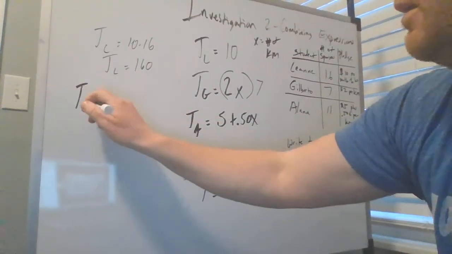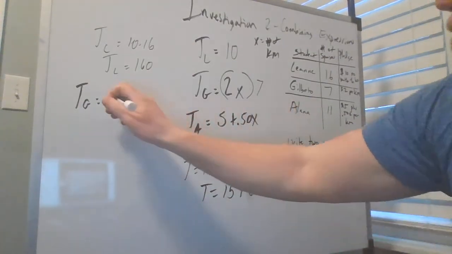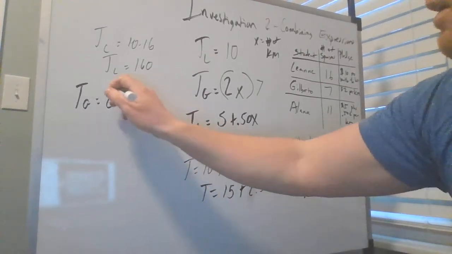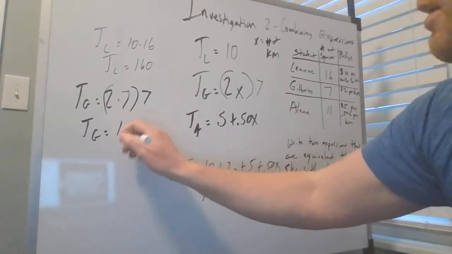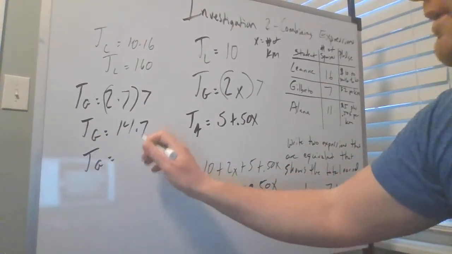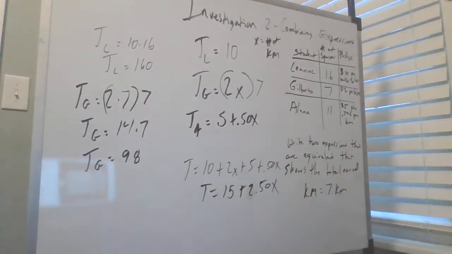So T of G, it's important you stay organized like this, okay? So T of G is going to be 2 times a total of 7 kilometers, and times 7. So my T of G is going to be 14 times 7. And 7 times 4 is 28, carry the 2, I got 98. Okay? We got that right there.